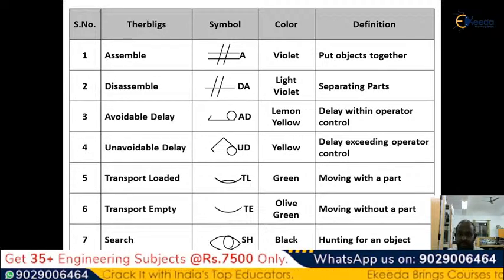So you can use assemble, disassemble. The corresponding symbol and the corresponding color has been given here. Assemble in the sense you are going to put the object together, disassemble you are going to separate it. Then avoidable and unavoidable delay. If the delay is under the control of the process, then it can be said to be an avoidable delay. If the operator is not responsible for the delay, then it is unavoidable.